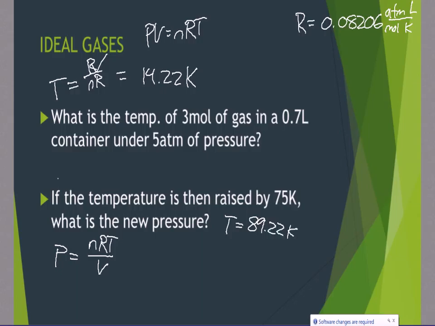Volume is still what? 0.7 liters, because that has not changed. R is still what? R is a constant. R is never going to change. And what is n? n is 3, because we're not adding or removing gas. So if we were to figure out what the new pressure is, it's going to be what? 31.37 atmospheres.